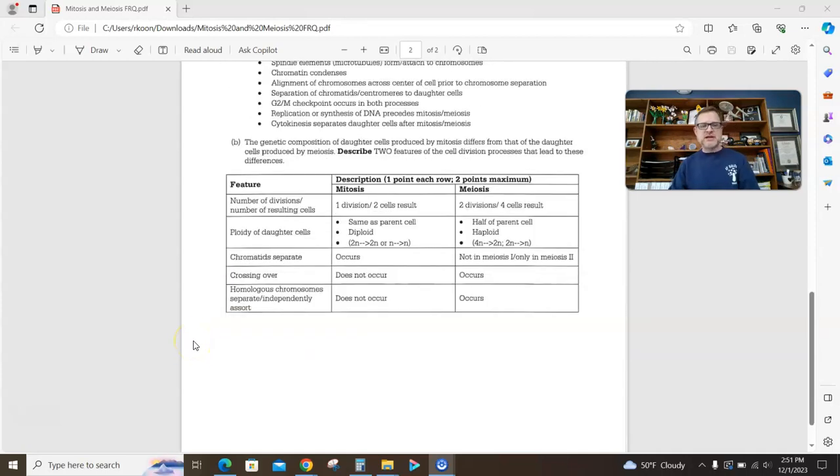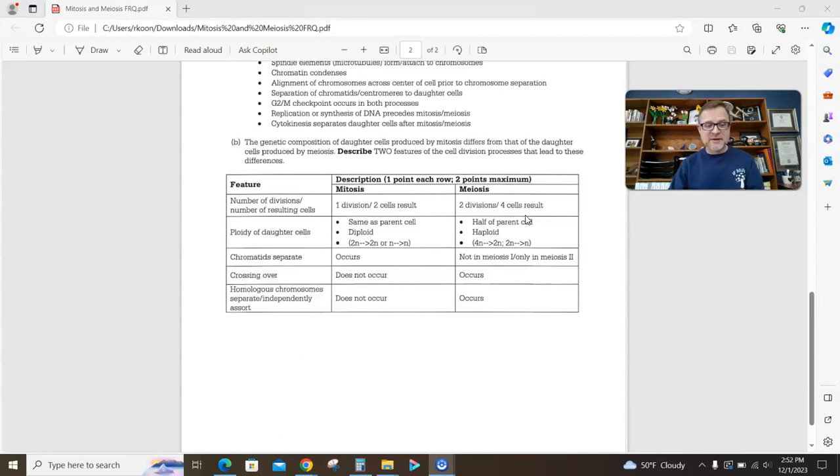So Part B, the genetic composition of daughter cells produced by mitosis differs from meiosis. So look at the table. This is worth 2 points. So saying any two of these things in the columns gives you the point. One thing my kids often do that's wrong is they'll say a difference, but they'll say mitosis does this, but then they won't say, but meiosis does this. You have to say the difference and how it's different in both. So the first thing they took, the number of divisions. Mitosis has 1 division, which gives me 2 cells. Meiosis has 2 divisions, which gives me 4 cells. So saying both those things, 1 division versus 2, or 2 cells versus 4, mitosis versus meiosis, is worth a point.